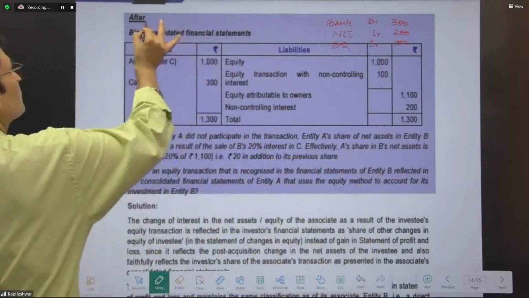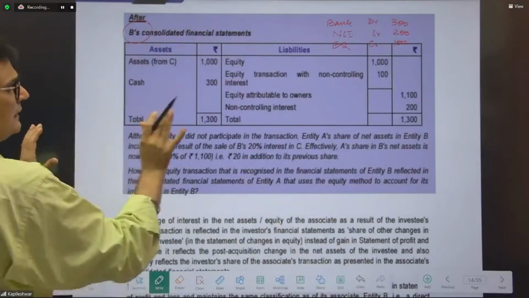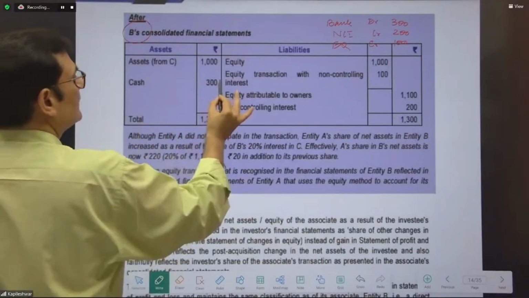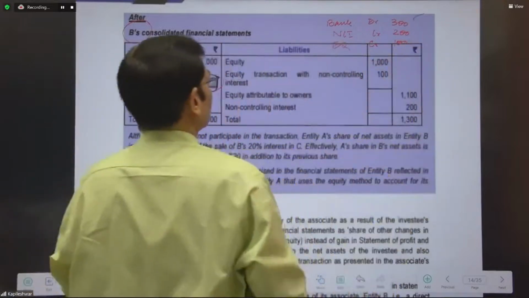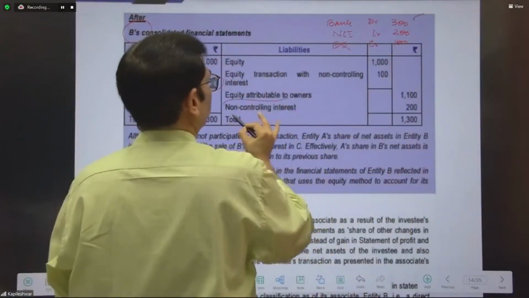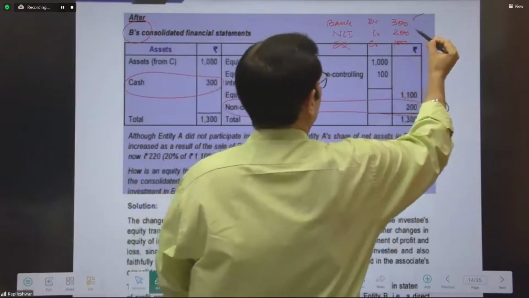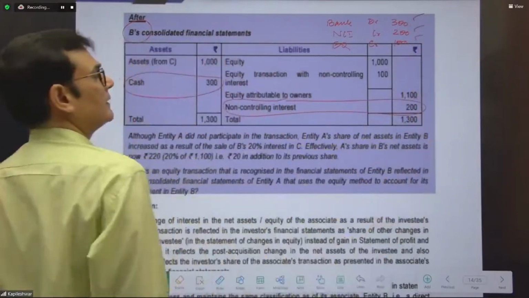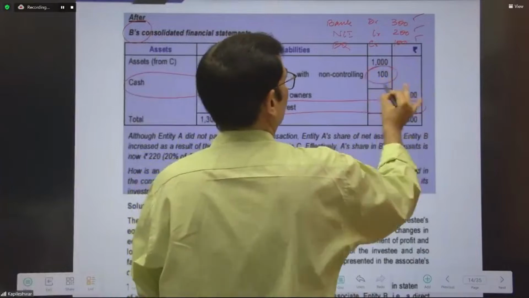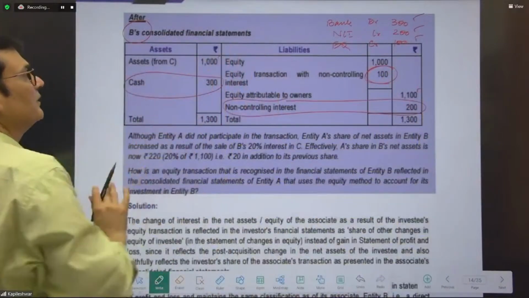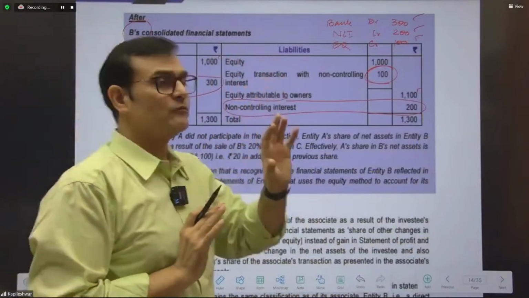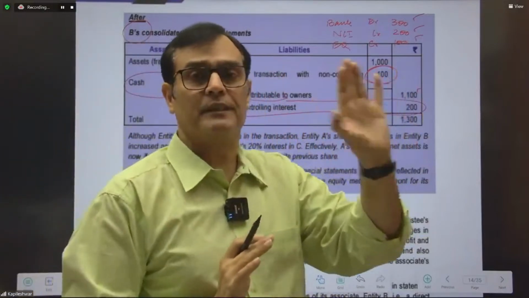So if you look at the previous balance sheet, just incorporate this entry. So you can see the cash appearing at 300. This is 1. You can see the NCI appearing at 200. There is 2. And equity gets a credit of 100. You can see the credit of 100. So this becomes 1100 and the assets continue to be 100%. So all we've done, we've just incorporated that entry in the books.